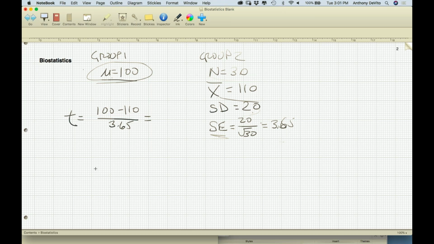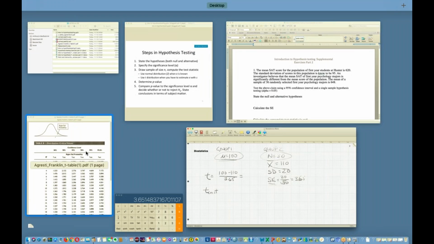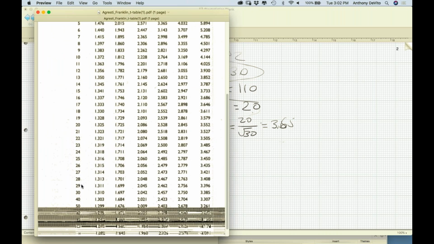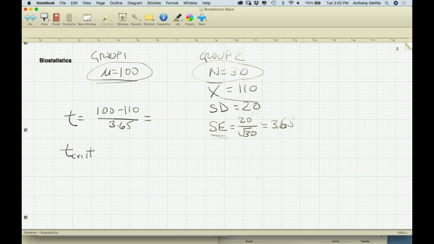Before I calculate this, for this size sample, how large does T critical have to be for me to reject the idea that they're equal and say that they're far enough apart, 100 and 110, to say that they come from populations with different means? What does T critical have to be for a sample size of 30? Let's take a look. Sample size of 30 is 29 degrees of freedom. It has to be 2.045.